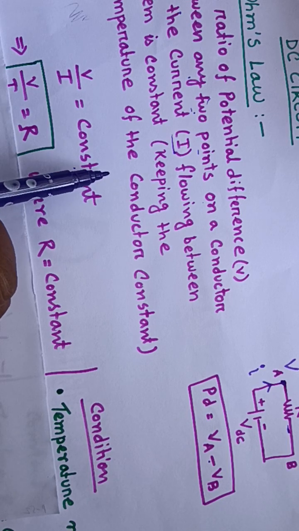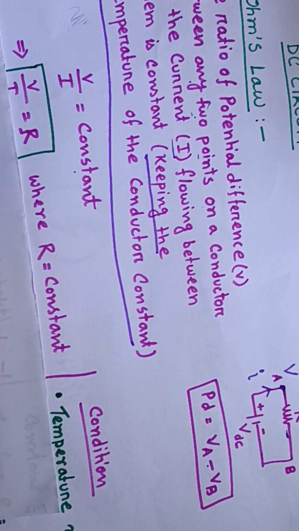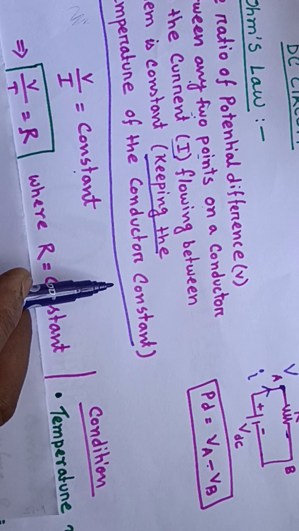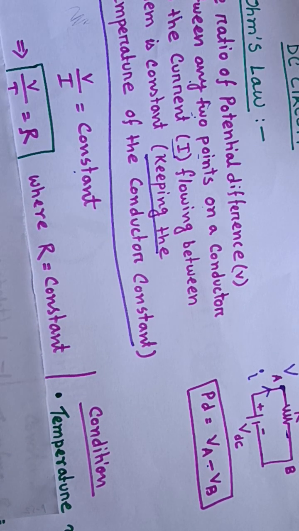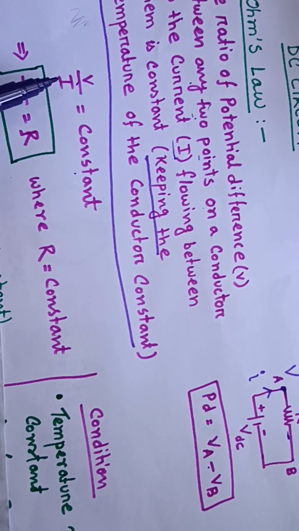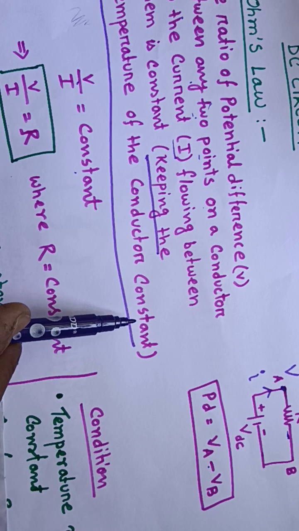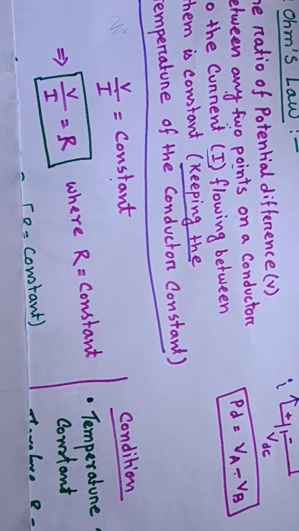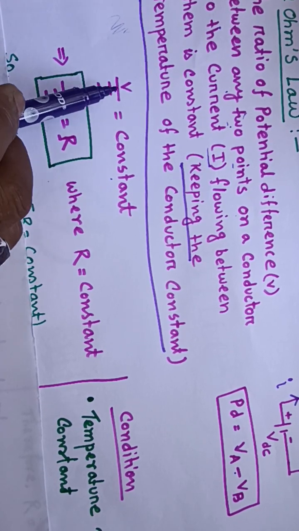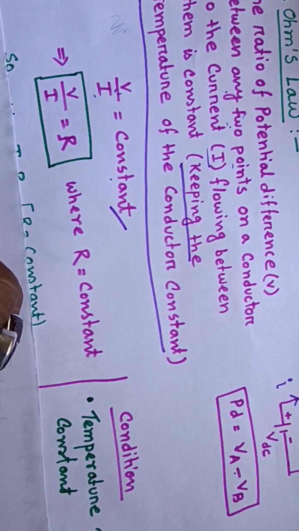But there is a condition. The condition is keeping the temperature of the conductor constant. The condition is temperature जो होगा सर्किट के सराउंडिंग्स में, वो कांस्टेंट टेम्परेचर होना चाहिए, राइट? So the ratio of that V by R will be constant. The only condition is the temperature must be constant, right? Therefore we can write the voltage by current, that means ratio between voltage and current equal to constant, right?